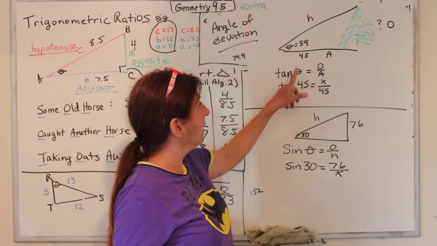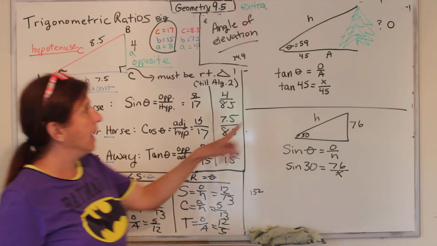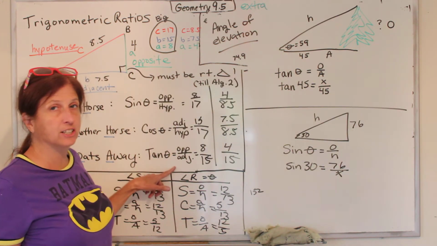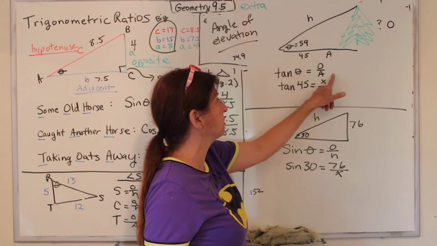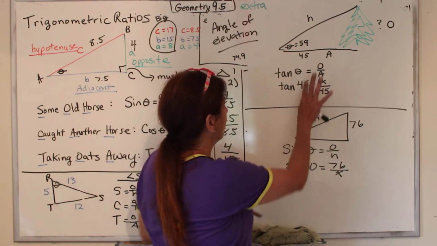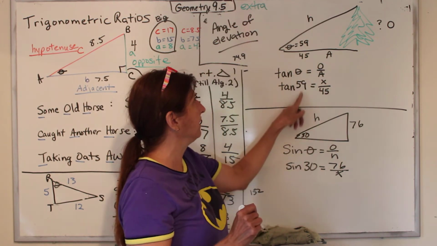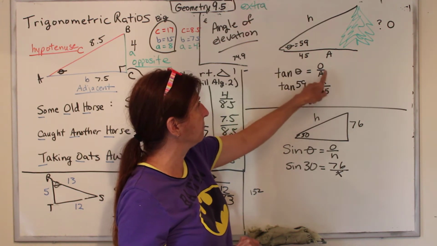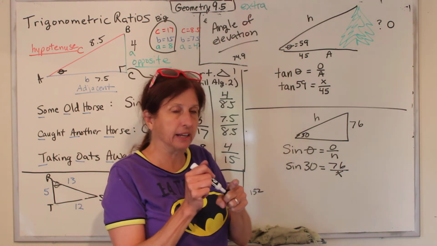So which one am I going to use? Some old horse called another horse, or taking oats away? I have the adjacent and I want the opposite, so I use tangent. So the tangent of theta is opposite over adjacent, taking oats away. And now I fill in. For theta, I put 59. And for the adjacent, I fill in 45, and my opposite is my unknown, so I put x because O would look like a 0 and I'd get it wrong.